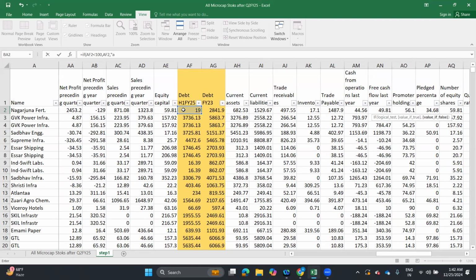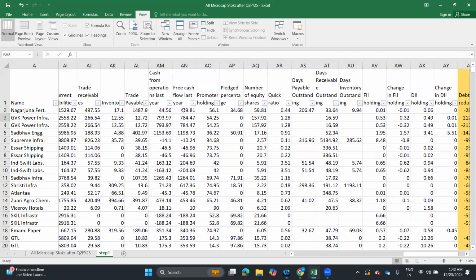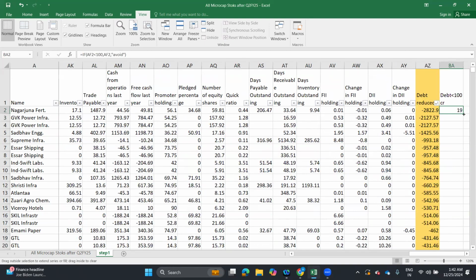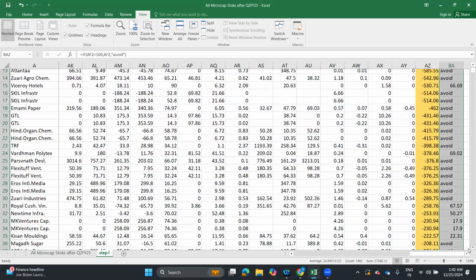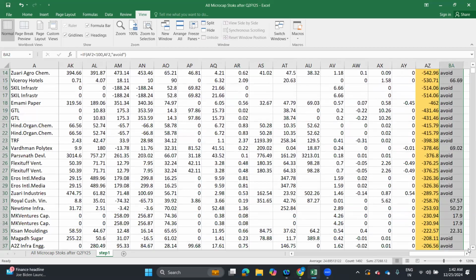Right? Correct? So 19 crore is coming. So companies which have debt level less than 100 crore, only those companies are considered here. See, in this way also we can filter out lots of stocks, lots of companies. So less than 100 crore debt is quite reasonable.